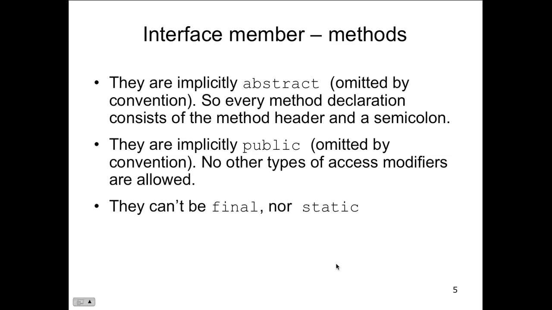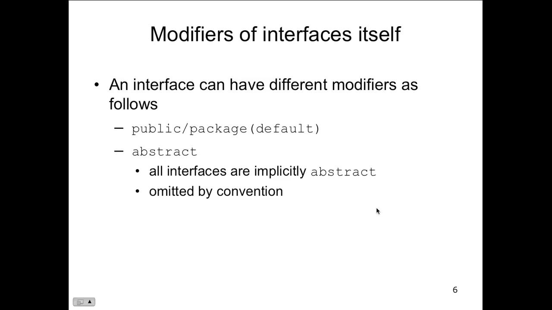Signature! That's what I wanted to say. It's the signature of the method. The method signature, which is the header, or the first line of the method. Signature. Now I'm never going to forget that one. They're implicitly public as well. They're omitted by convention. We don't have to put public abstract on anything. No other types of access modifiers are allowed. And they can't be final nor static because they're meant to be implemented in classes that are going to create instances that are going to be able to use these particular interfaces.